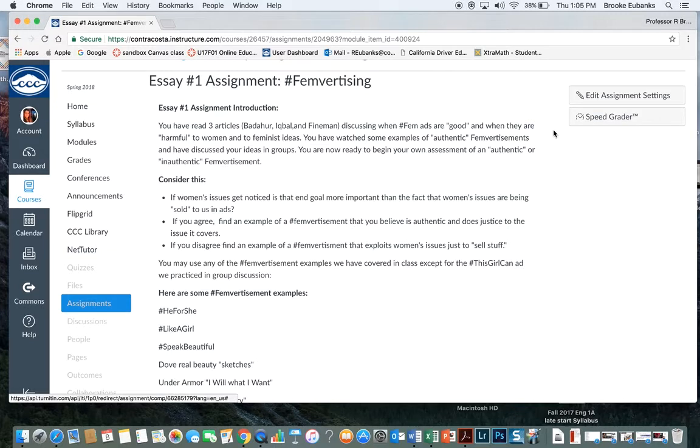Because I am an English teacher, I do tend to try to give you a lot of information. So this first section here, Essay 1 Assignment Introduction, usually gives you a reminder of things you've done. So far in this module, we have done these readings, we have done these textual analyses of FemAds, we have shared our ideas in group, we have worked on analyzing using the rhetorical triangle.